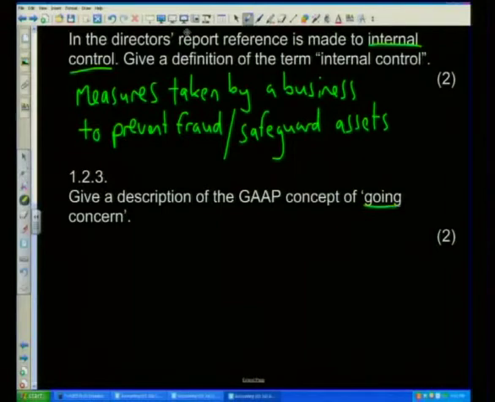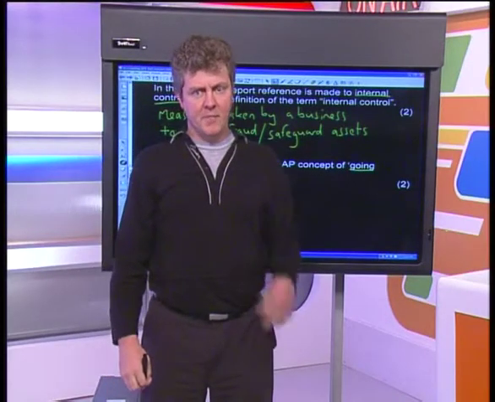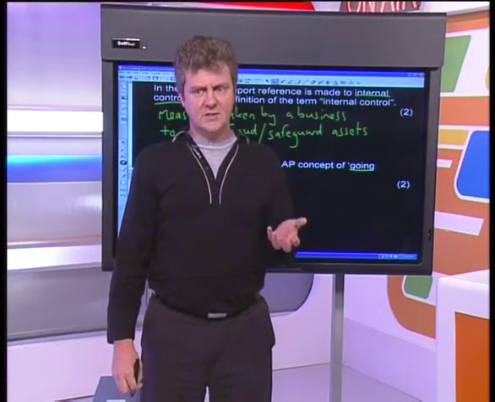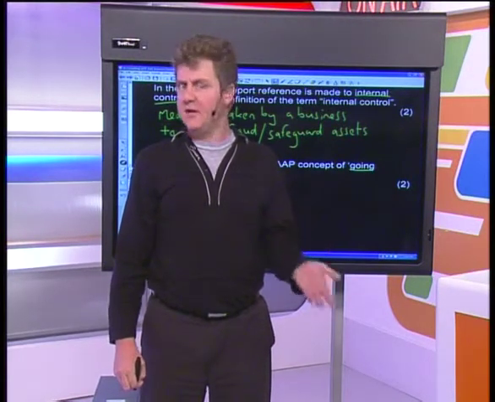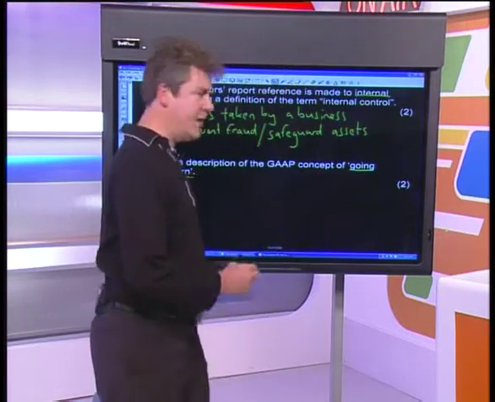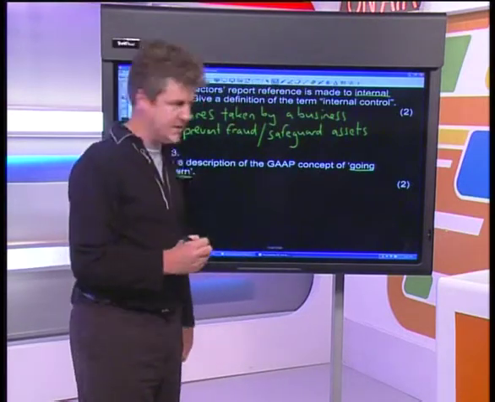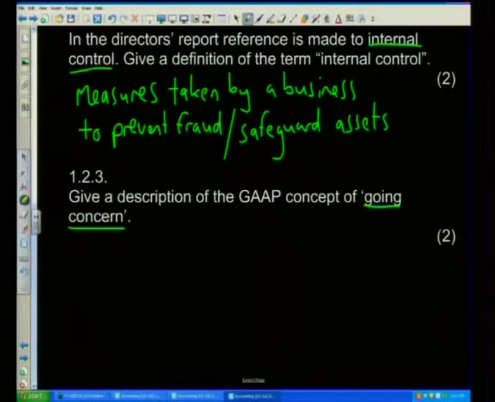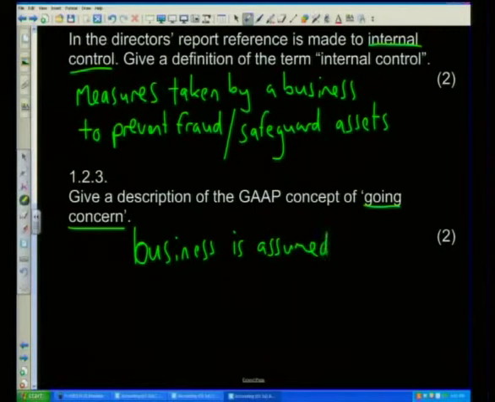going concern. This is one of the different GAAP principles that you should know. Make sure you learn the definitions, make sure you understand that, because when you get a question like that, that's very, very easy marks. So a going concern simply means, yes, that's right, a going concern simply means that the business is assumed to continue for the foreseeable future.